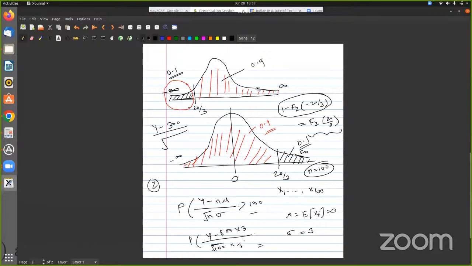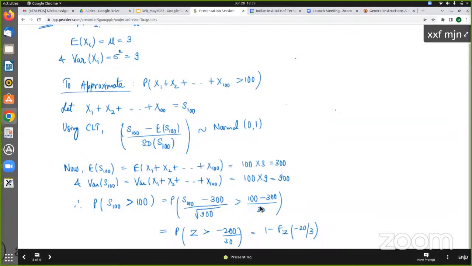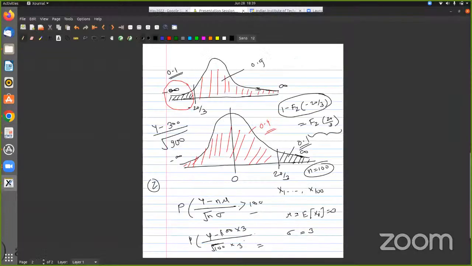30. So if I wanted to shift, that is clear. That becomes 900, the square root of 900. So this is the same thing. I'm saying the right hand side, sir. No, I'm saying right hand side. After that, greater than.